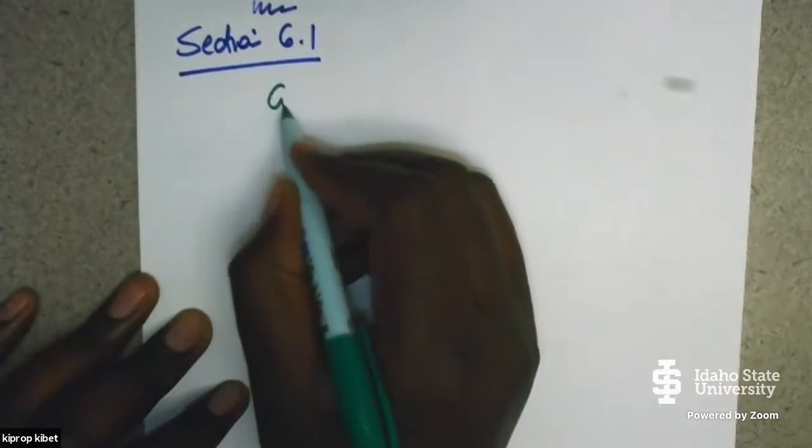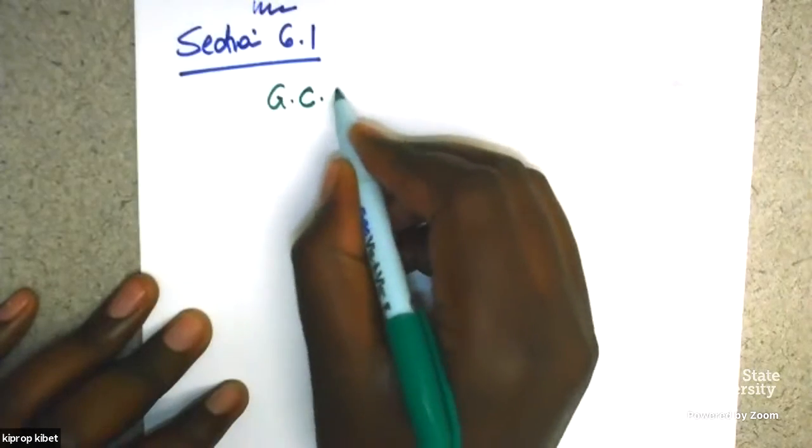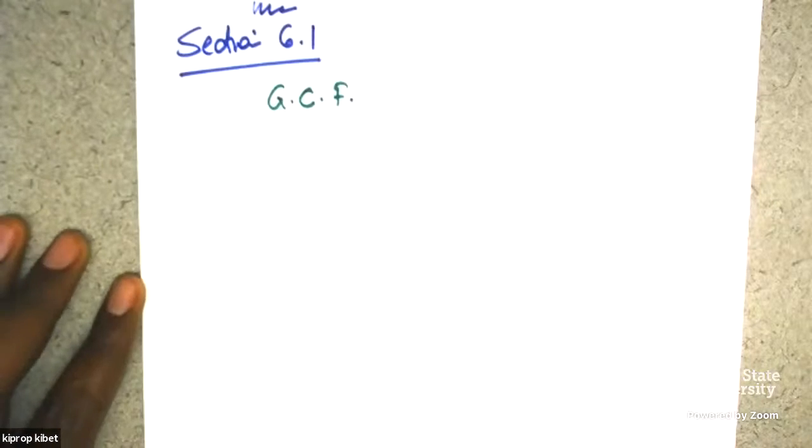Okay, so let's do this. Section 6.1, which I had introduced, is about the greatest common factor. The greatest common factor of two or more expressions is the largest expression that is a factor of all the expressions.